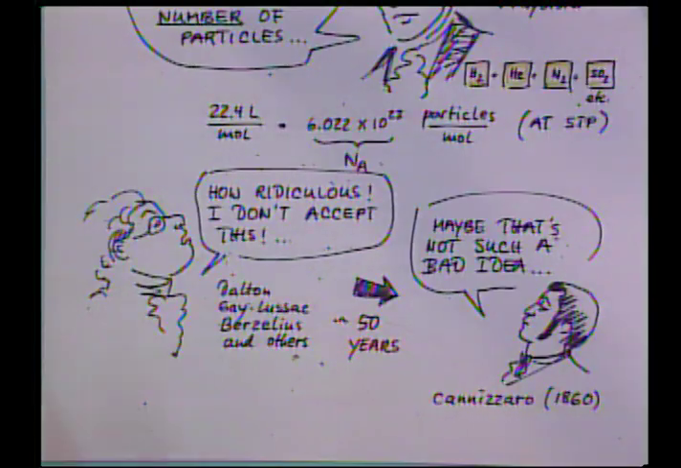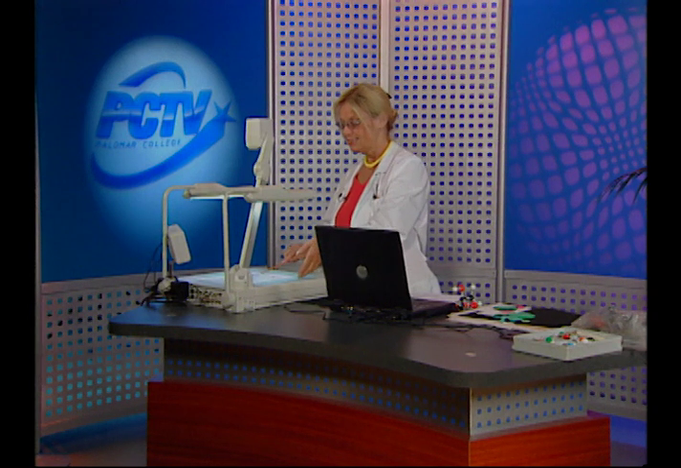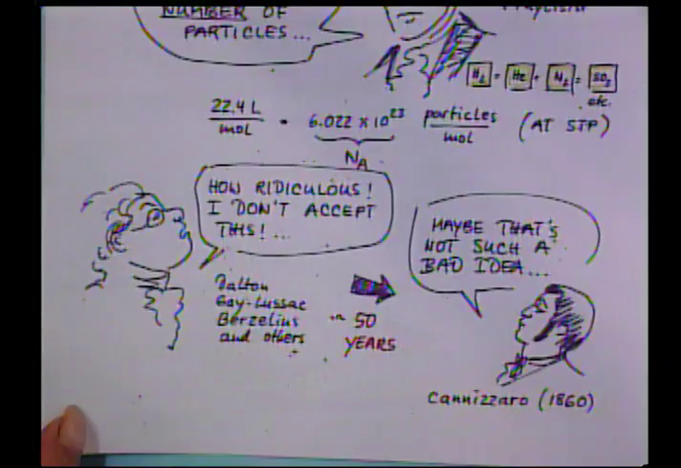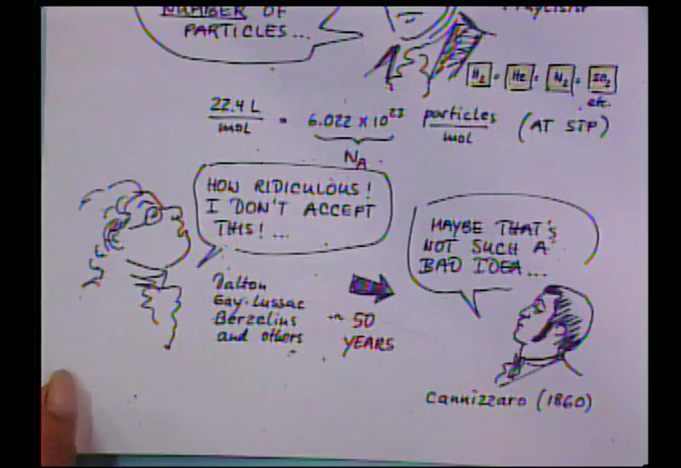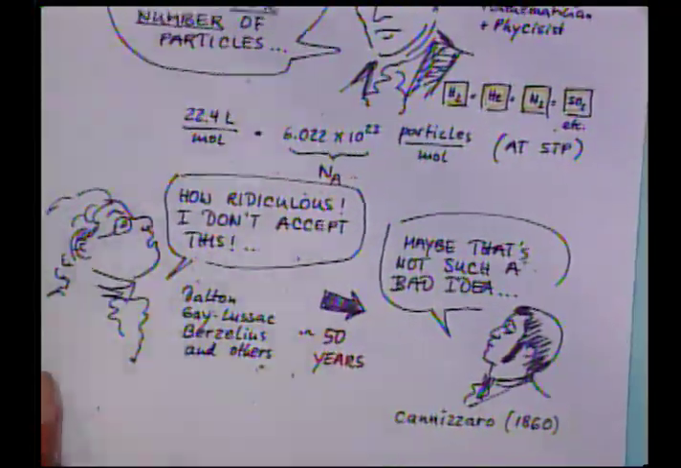Now, of course, the scientists were very critical of this at first. For instance, even Dalton said, how ridiculous, I can't accept this. Gay-Lussac didn't like this result either, nor did Berzelius and others, and it took 50 years for this idea to be established again. So people started looking at Avogadro's concept and said, well, maybe that isn't so bad after all. Like Cannizzaro in 1860, so it's practically 50 years later that this idea was accepted.